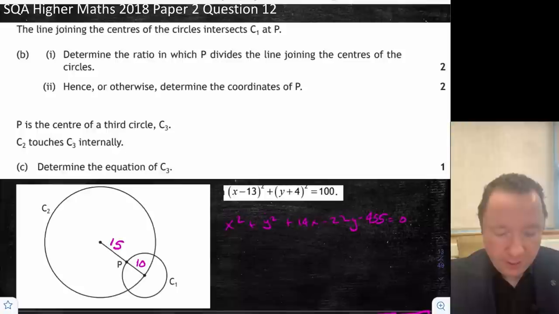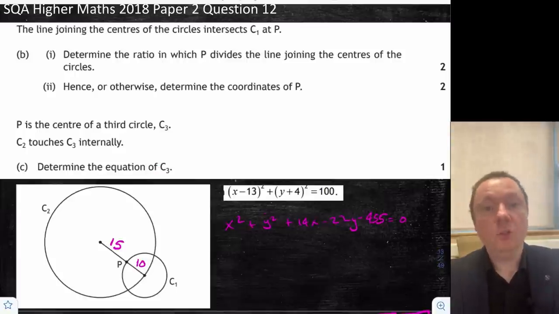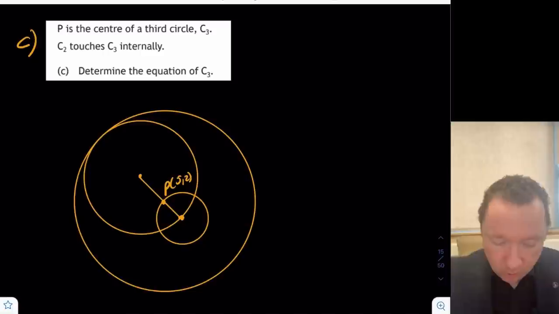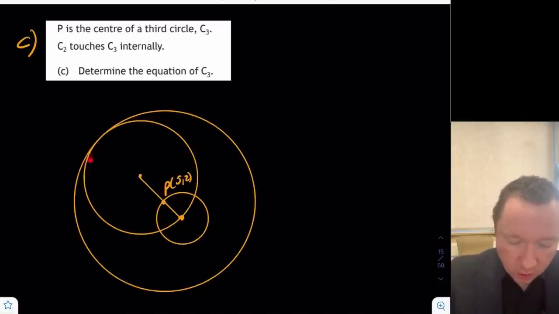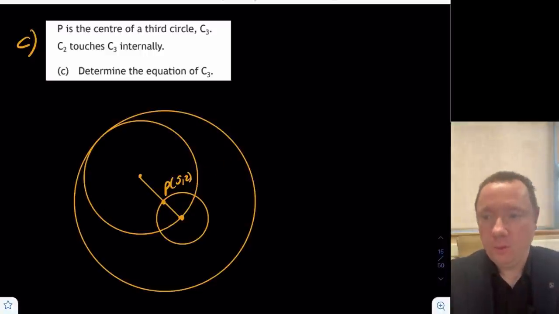And we're done there. P is the centre of a third circle, C3. C2 touches C3 internally. Determine the equation of C3. So it's best to probably draw a picture for this one. So there's our picture, we've got the original picture, and then we've got this new circle, and it says that C2 touches C3 internally, so it's touching it at one point inside the circle. And we have to determine the equation of C3. Remember, P is the centre of this big, massive circle, okay?